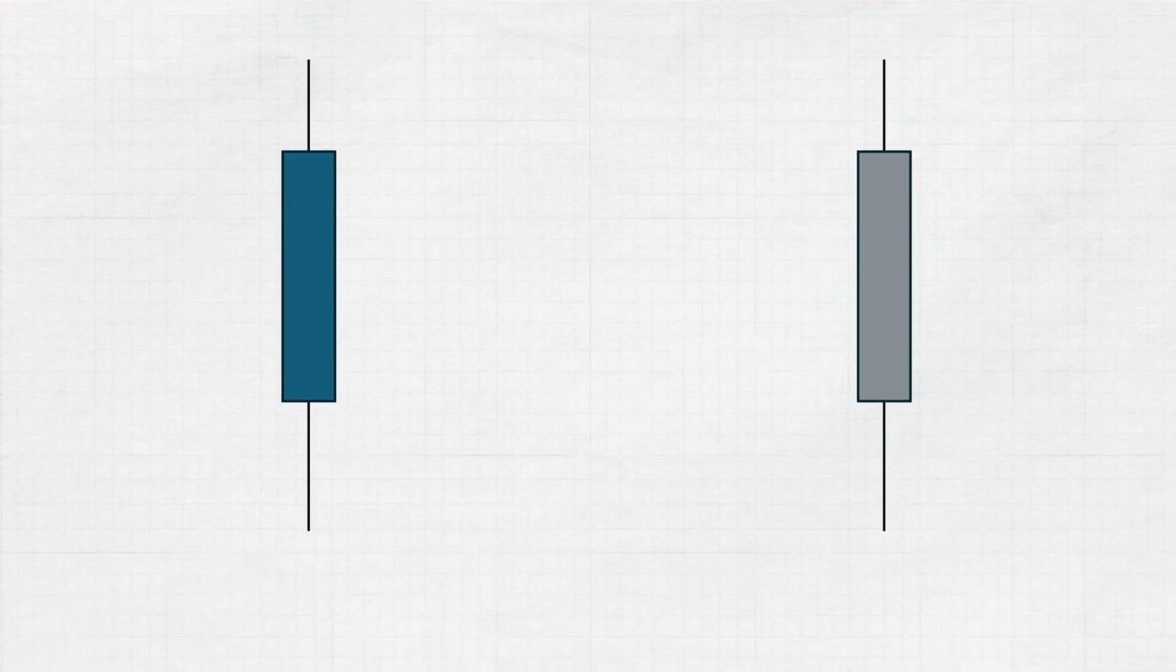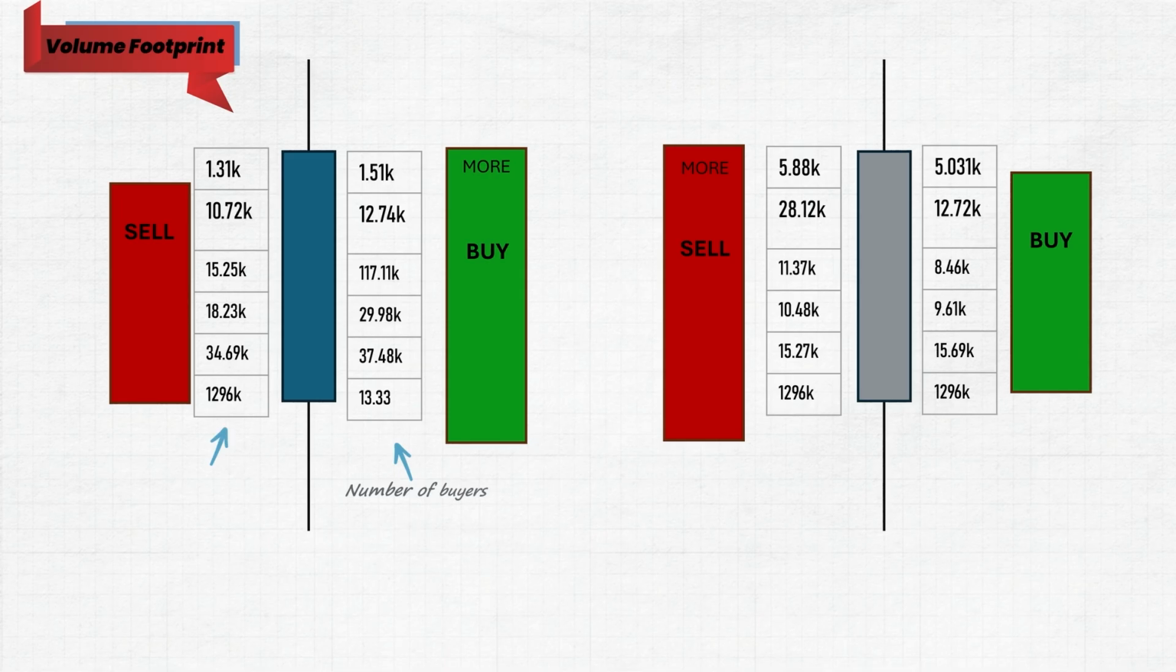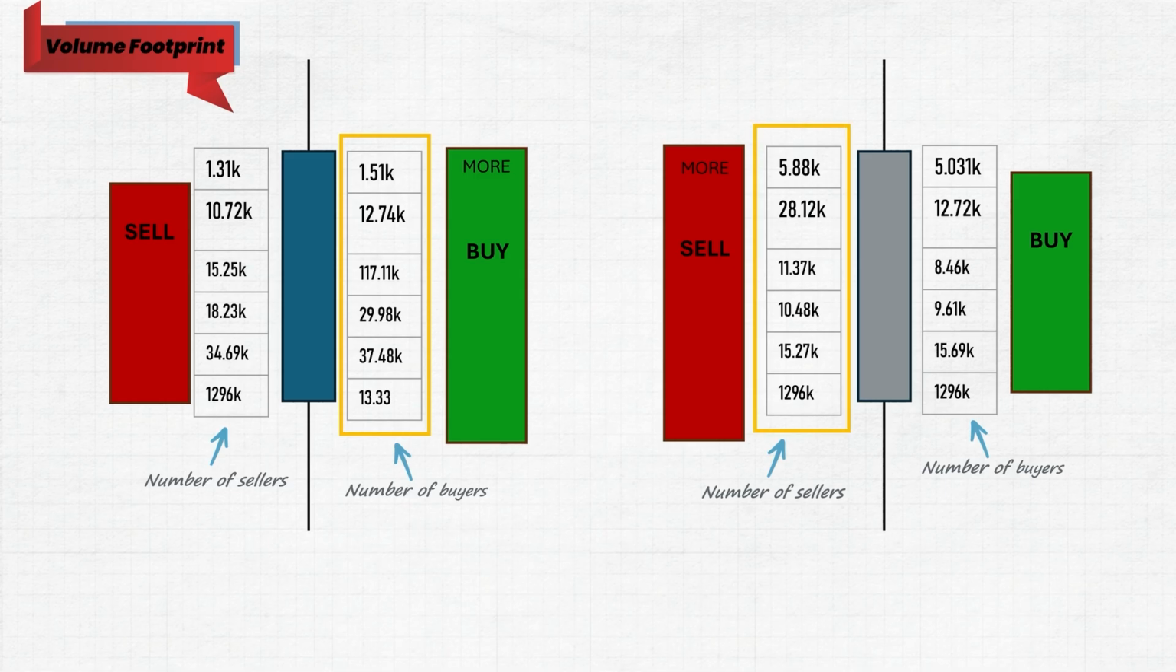Now, if we apply a volume footprint to the candles, we can see this process more clearly. The volume footprint shows how much buying and selling happened at each price level inside the candle. If buyers are more aggressive, we will see more volume on the buying side, meaning traders were willing to buy at higher prices. If sellers are more aggressive, more volume appears on the selling side, showing that traders were willing to sell at lower prices.